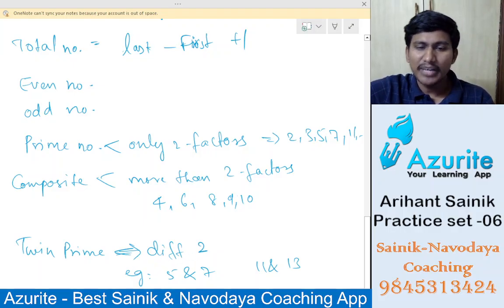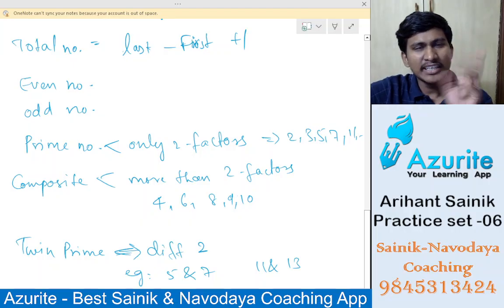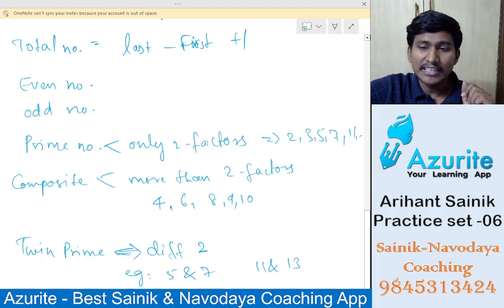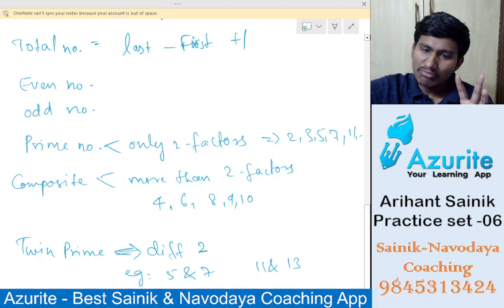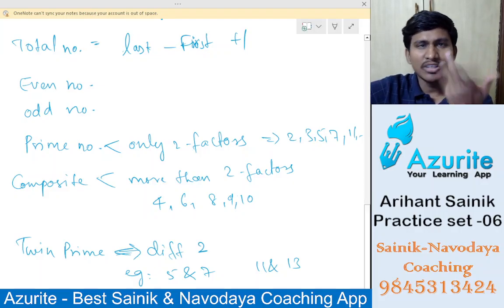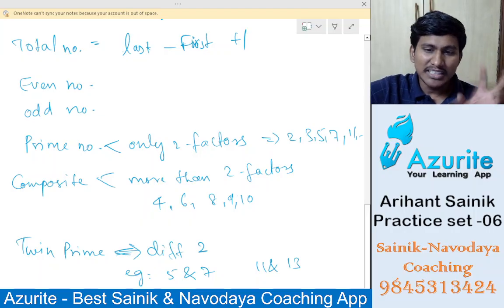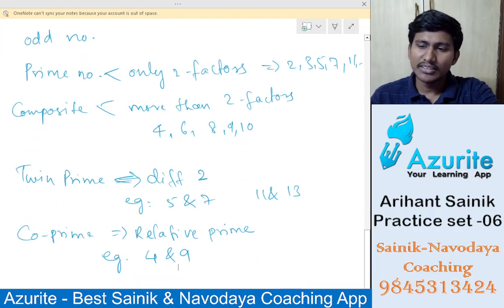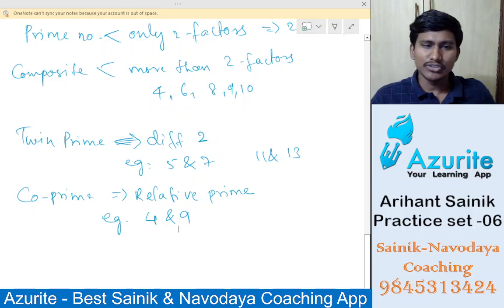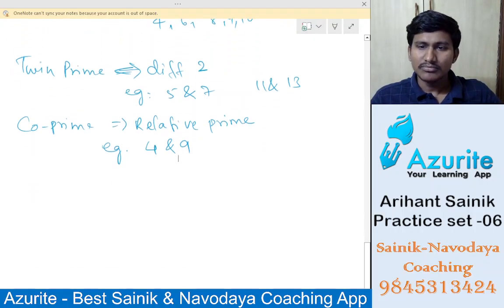Okay, so co-primes. Co-prime means relatively prime. Relatively prime means the two numbers can be prime or cannot be prime, it doesn't matter. They are relatively prime means there is no common factor between them. For example, if you take 4 and 9, 4 is not a prime number, 9 is also not a prime number, but there is no common factor, so they are relatively prime. Understood?